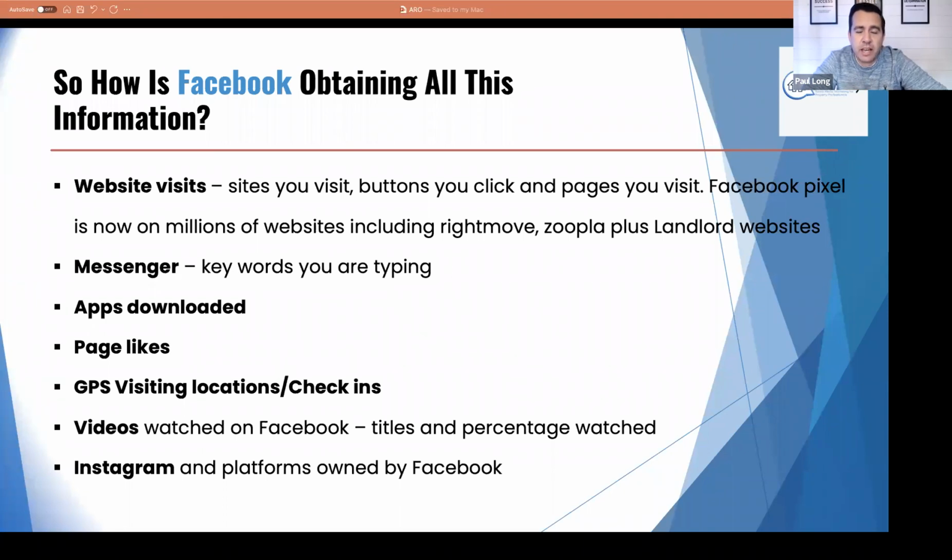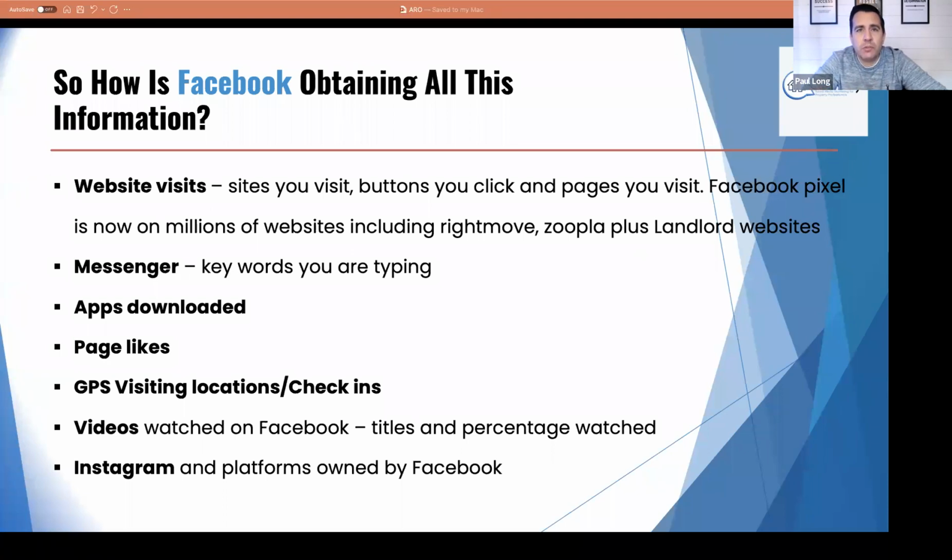Website visitors. You can put a Facebook pixel on your website, your property website, and Facebook will give you an audience of people who are visiting your website. Now, what do you think Facebook's doing with all that data? It's not just using it for you, it's using it for everyone. So there are pixels on Zoopla and Rightmove, and Facebook obviously knows who's visiting those sites as well. Messenger, it's looking at the keywords that you're typing into Messenger.